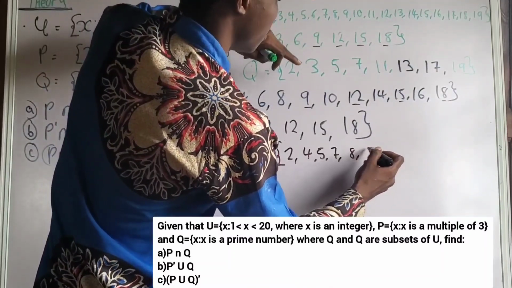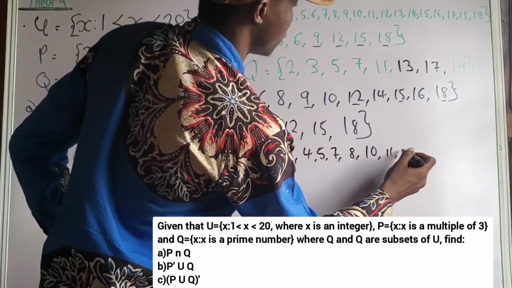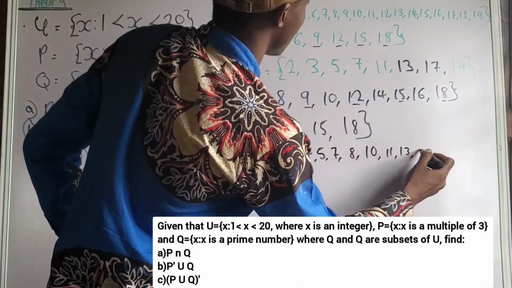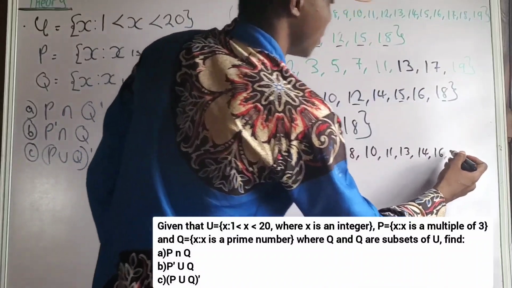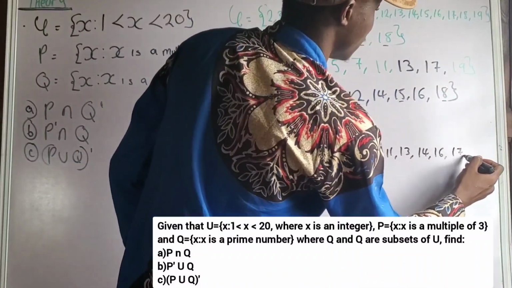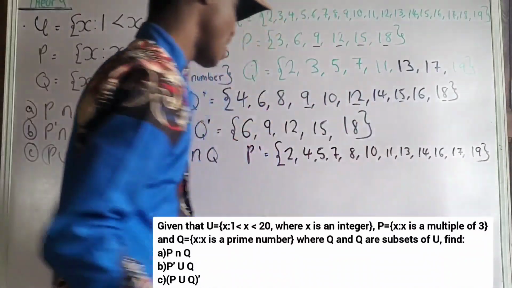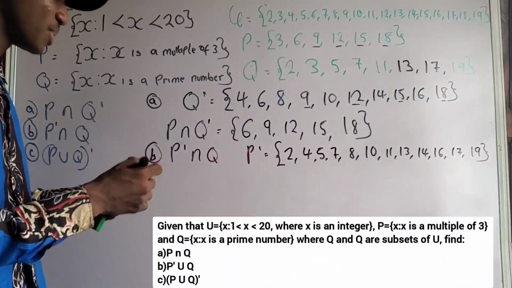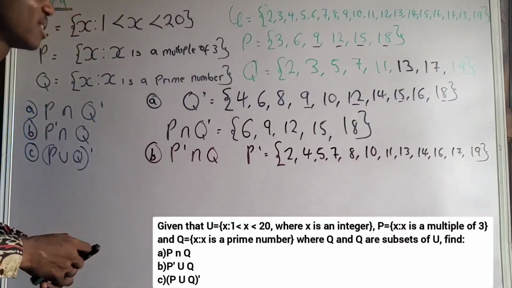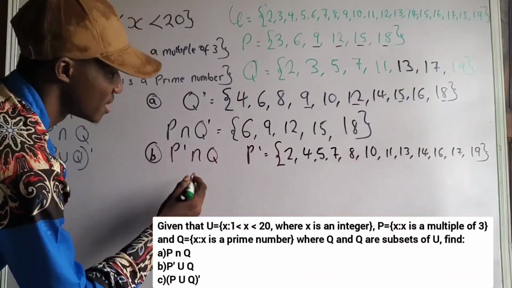8, 10, 11, 13, 14, 16, then we have 17, 19. These are P prime or P complement. Are you getting it? So having gotten P complement, we can now proceed to find P complement intersection Q.